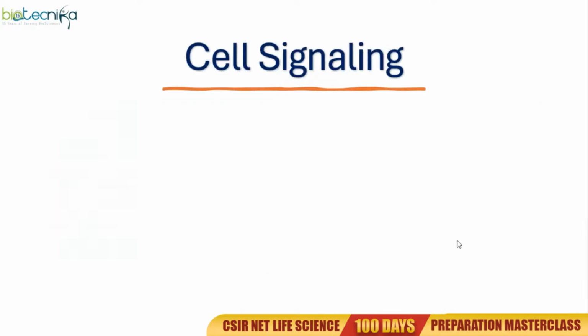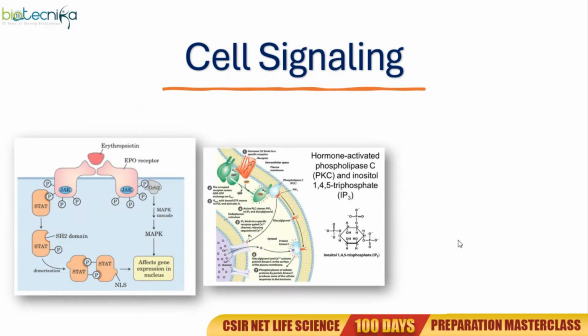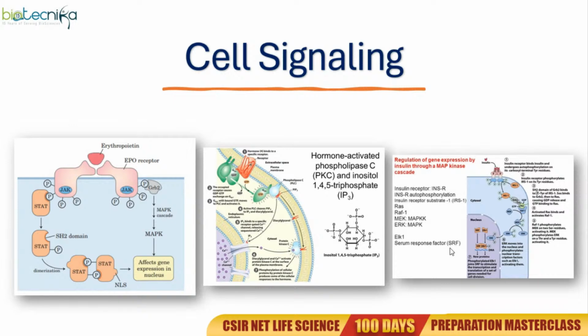So how can you prepare for cell signaling? See, these are the 3 signal transduction pathways. As you can see, this is your JAK-STAT pathway, this is your GPCR pathway, and this is your receptor enzyme pathway, that is your insulin signaling.